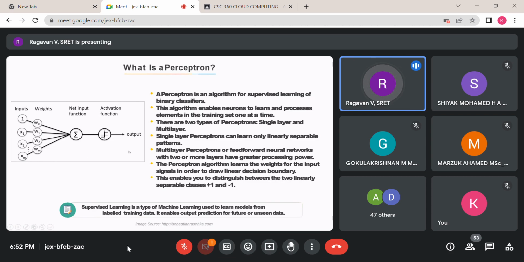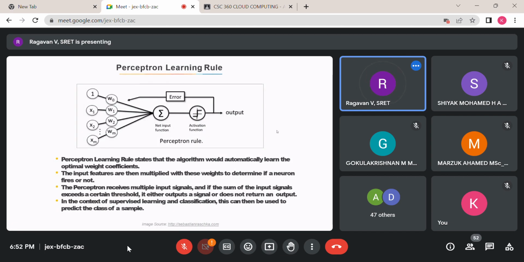There are two types of perceptron: single layer perceptron and multi-layer perceptron. We will discuss what single layer and multi-layer perceptrons are. The perceptron rule states that the algorithm would automatically learn optimal weight coefficients. Optimal weights are the ultimate aim of the neural network. There are two concepts: weight initialization as well as optimization. We will discuss weight initialization and optimization later. This is for your understanding of the neural network.